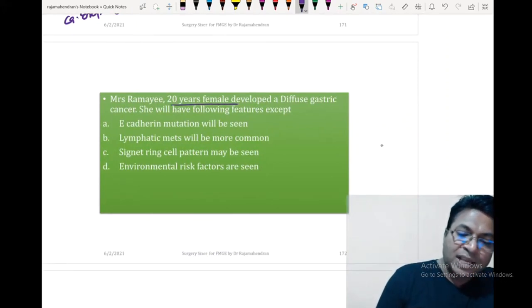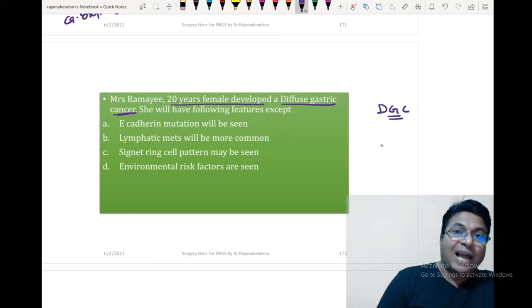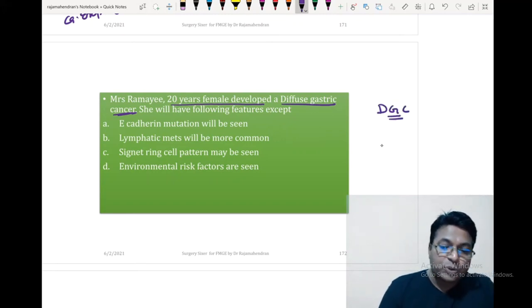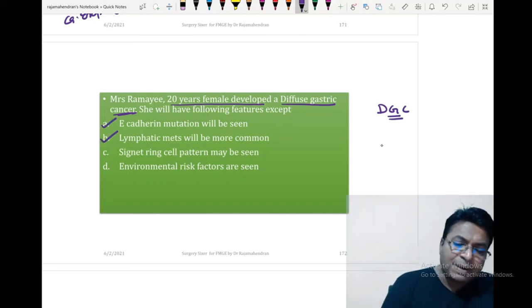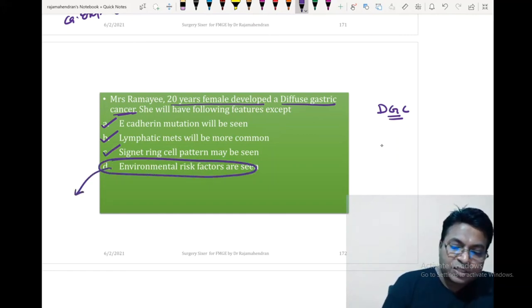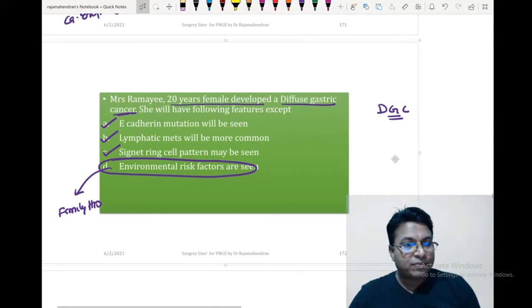Mrs. Ramai, 20 years female, developed a diffuse gastric cancer. See, she is a case of diffuse gastric cancer. She will have the following features except, just now I told you this. E-cadherin mutation will be seen. Lymphatic mets will be seen. Signet ring cells will be seen. Environmental risk factors are not seen. It is usually due to family history only. So answer is D.